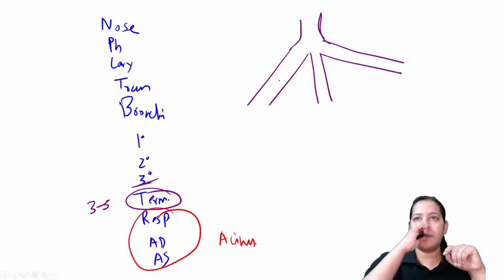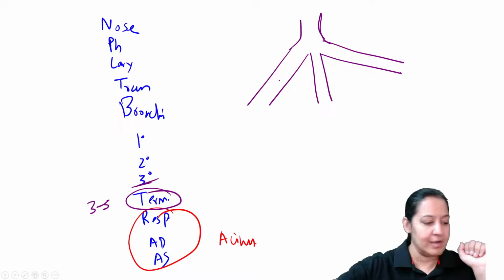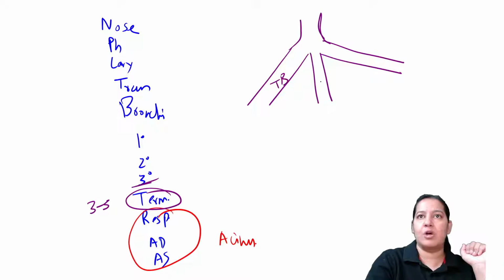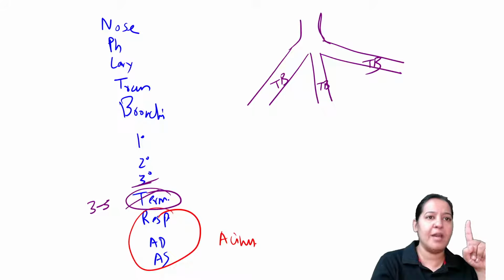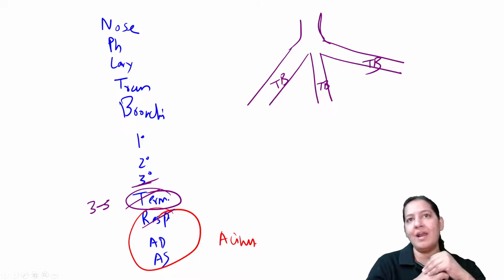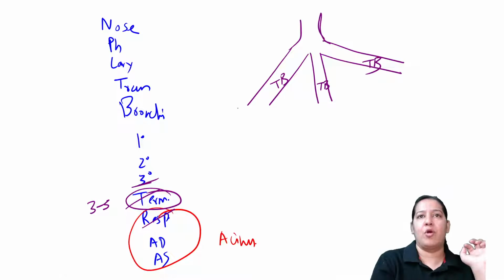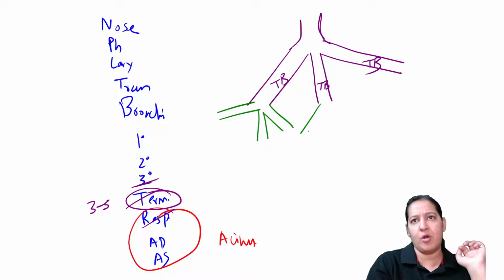So these are 3 terminal bronchioles. Can you see? I have used a color. This is a terminal bronchiole. This is also a terminal bronchiole. This is a terminal bronchiole. You can see that from one terminal bronchiole, multiple respiratory bronchioles will arise. So let me draw the respiratory bronchioles. Imagine from one, multiple are arising: 1, 1, 2, 2, 3, 3 respiratory bronchioles are arising.